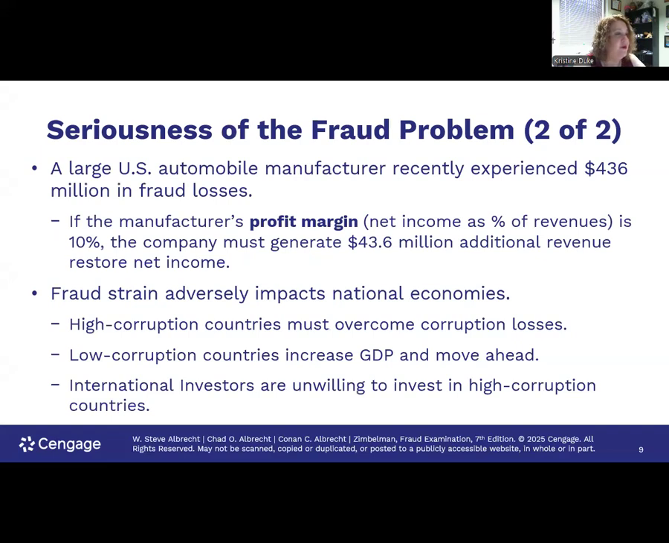Okay, seriousness of the fraud. It's huge. When we're looking at billions of dollars of loss in our economy, that is a huge impact. It's really, really scary. And it's not just people embezzling money or stealing the inventory. It's financial statement fraud. We'll look at that later in the semester and we'll see that it still goes on. Even with legislation that's been passed in order to prevent it, it still continues.